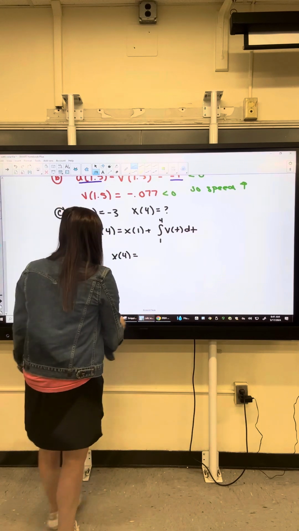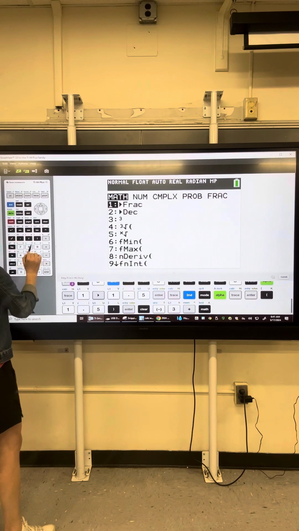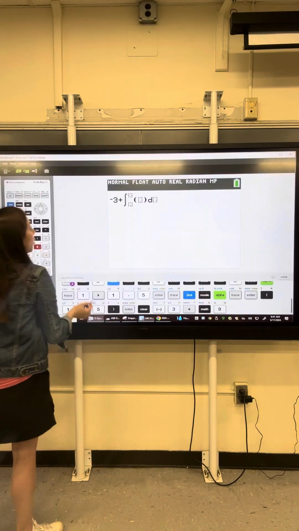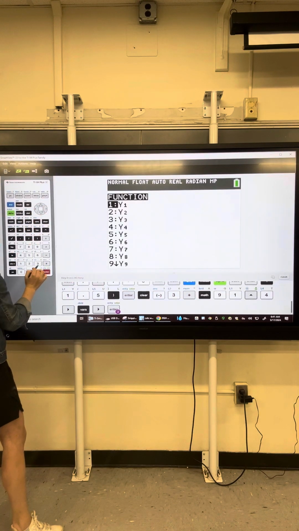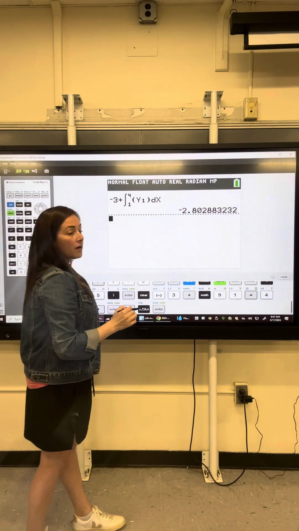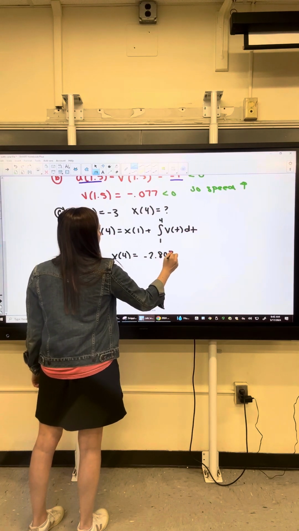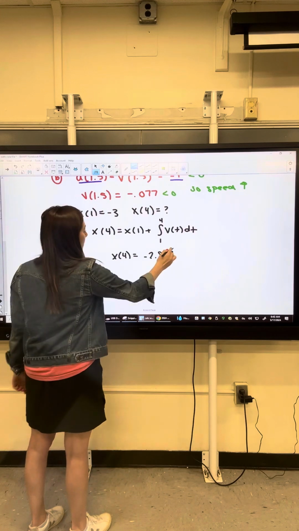So I'm going to do it all in one line. I'm going to do -3 on my calculator. Math 9. What were my bounds again? 1 to 4. Okie dokie. And then what I put in Y1. And -2.803. That's probably 2 or 3 points depending on the rest of the scoring, okay?